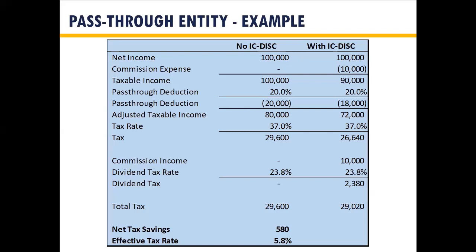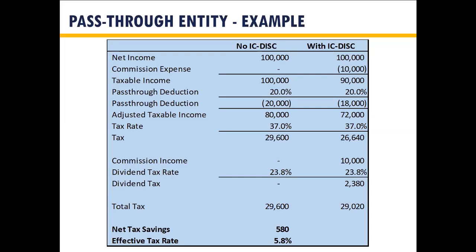Now we add an IC DISC to our structure. For this example, we'll say our commission is $10,000. We'll talk a little more later on about how we can calculate that commission amount, but for now we'll just use $10,000. So now we have taxable income of $90,000 after taking our commission expense. Our pass-through deduction is now $18,000, so we have adjusted taxable income of $72,000. Again, using a 37% tax rate, tax is $26,640.